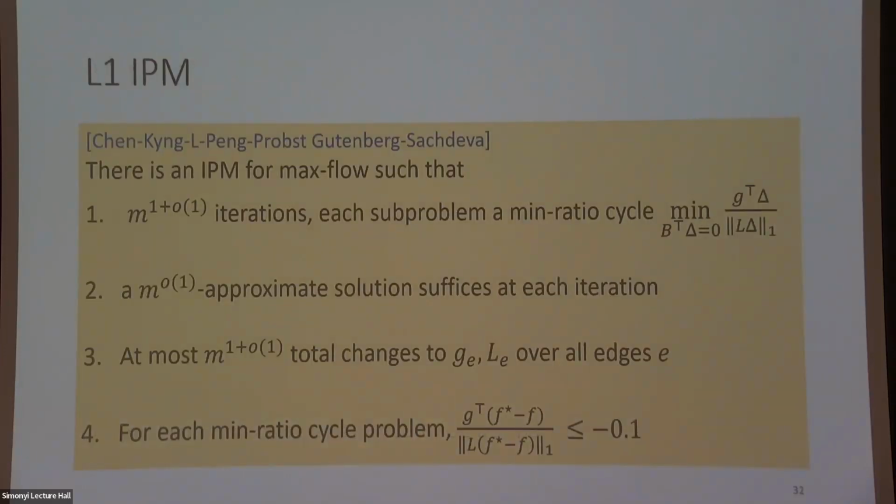So overall, what the interior point method shows is that we can find a maximum flow with the following sequence of steps. The algorithm takes about m to the 1 plus little o of 1 steps, where each step solves the min ratio cycle problem. At each step, we don't have to find the cycle exactly. Any crude approximation up to m to the little o of 1 factors of its value suffices. And additionally, over time, the inputs to this cycle problem, this g and l vector, change very few times, about m to the little o of 1 on average.